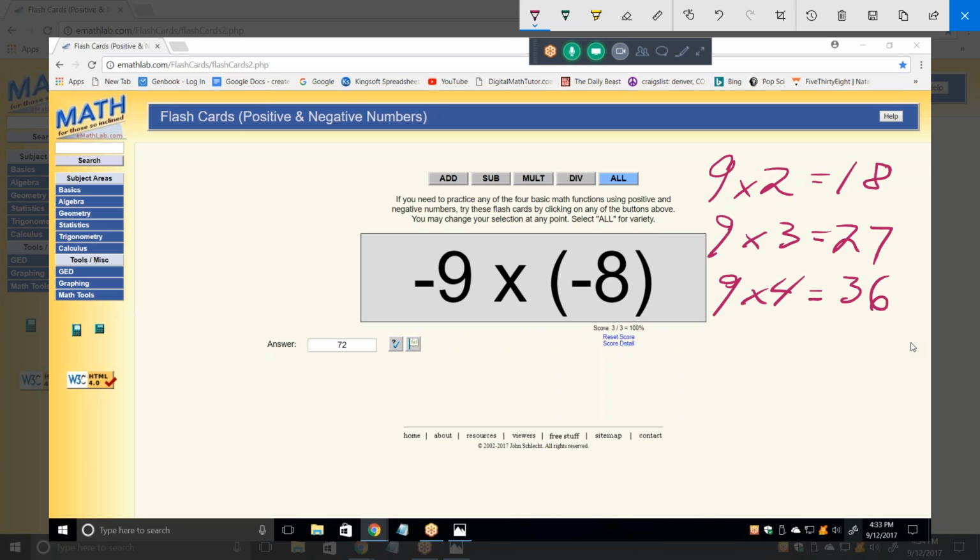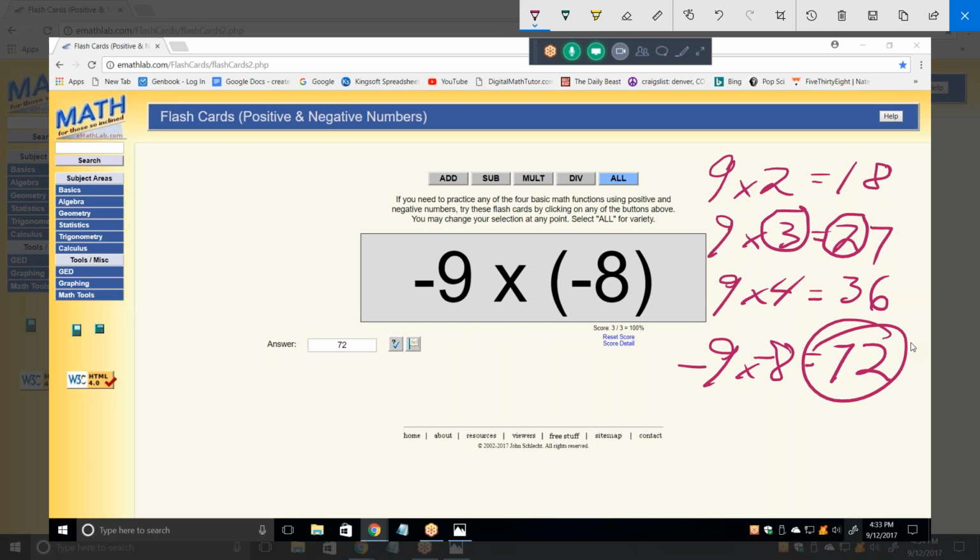In fact, notice the pattern. This digit is always 1 less than whatever you're multiplying 9 by. So if I'm doing 9 times 8, I know the first digit has to be a 7, and the next digit has to be a 2 because they have to add to 9. Now, minus 9 times minus 8, 2 minuses is a plus, so it's still 72. And that holds for all 9s.